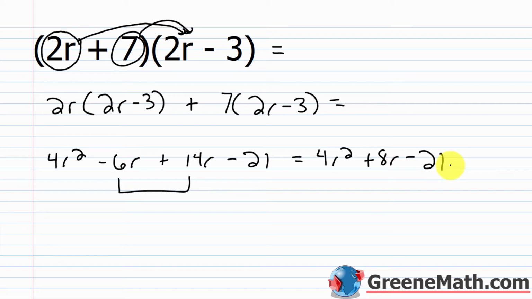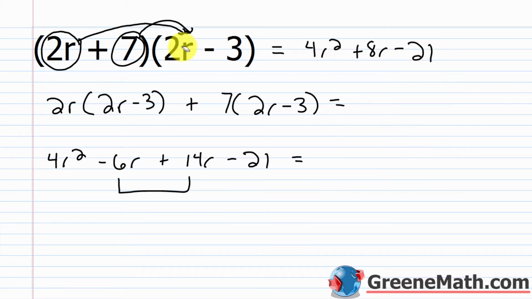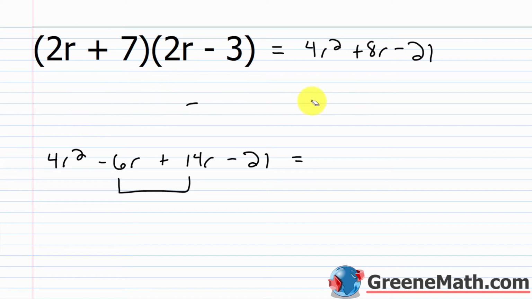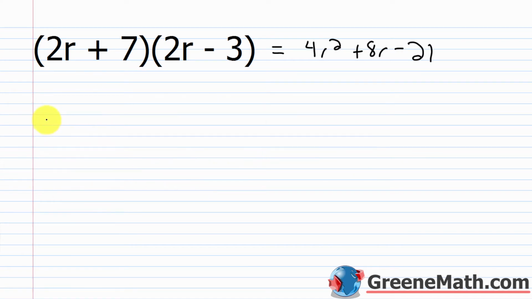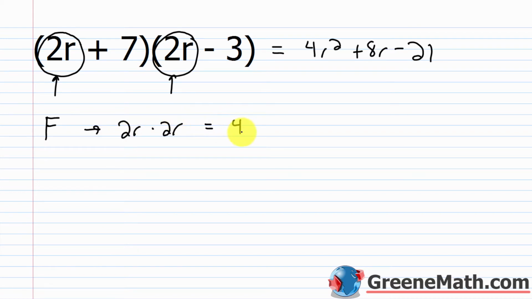Now, if I had used FOIL, I would get the same thing. Let me drag this answer up here and erase everything else. If I used FOIL, F stands for first terms. So you multiply the first terms together. This is the first one in this polynomial, and this is the first one in this one. So 2r times 2r gives me 4r squared.